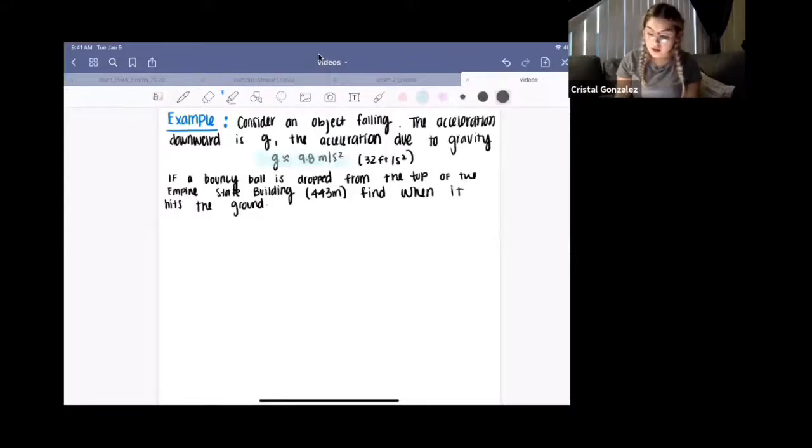And if you convert that into feet, it's 32 feet per second squared. So just use whichever one you need for the problem. For your homework, you might need to use one or the other depending on the context of the problem. But let's continue reading.